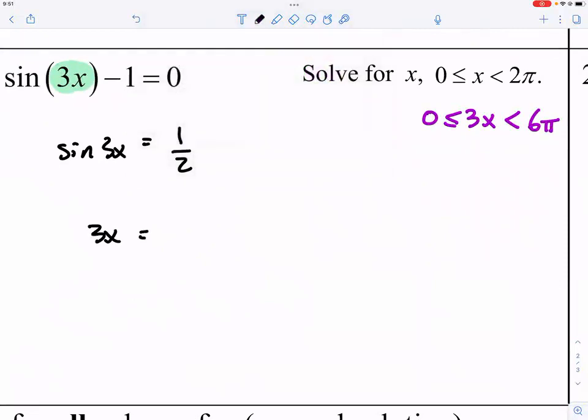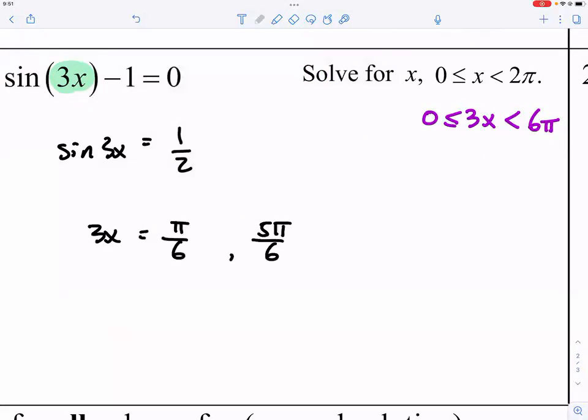So think about 1/2. All right, 1/2 would be pi over 6, right? And then 5 pi over 6. But that's just the first revolution. That would be just the answers for 0 to 2 pi. But now we have to consider the second revolution and the third revolution.